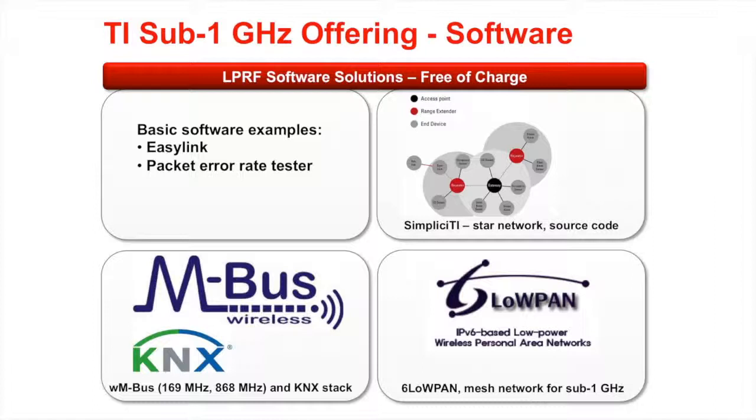For Europe, Wireless M-Bus is a popular communication stack for metering, and KNX is a home automation stack. 6LoWPAN is a new RF technology defining IP version 6 packets on a low-power RF network. It is typically referred to as enabling mesh communications for both sub-1 GHz and 2.4 GHz. We offer 6LoWPAN solutions in collaboration with third parties.